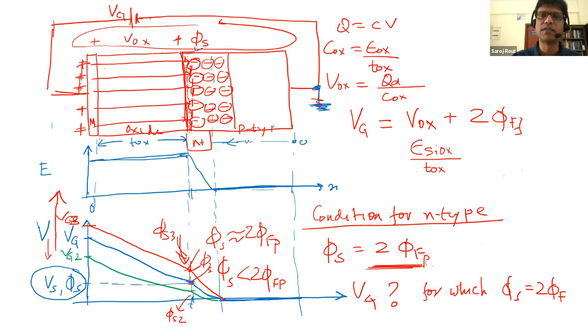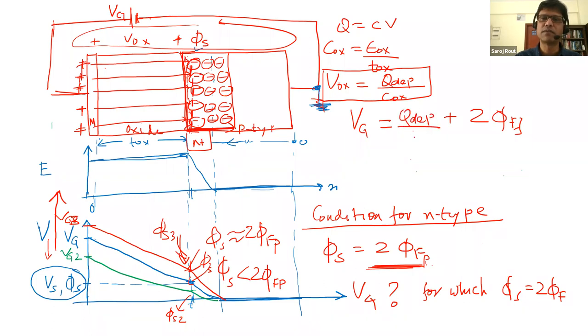So that means if I know what that charge is, I wouldn't say that's QOX, I'll call it Q depletion, okay? And then if I divide it by COX, well, that's not exactly true because you have this length too, but approximately we can write this, okay? And we found out how to calculate Q depletion from our earlier PN junction theory. So I'm going to just write Q depletion over COX here plus 2ΦF. Okay.